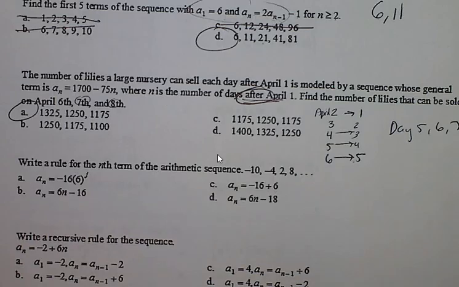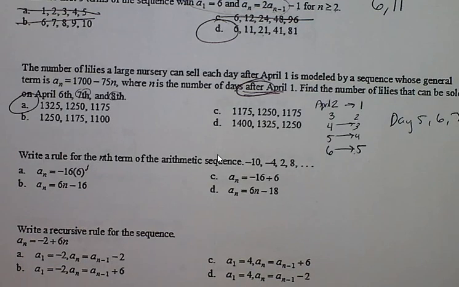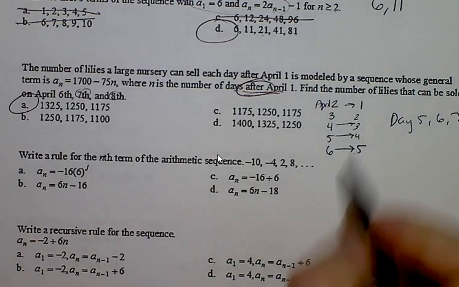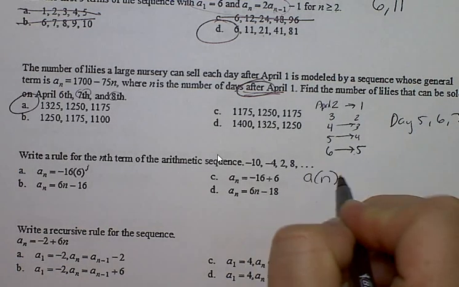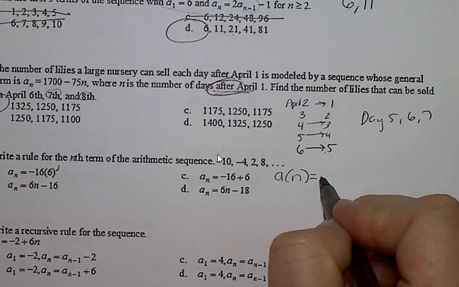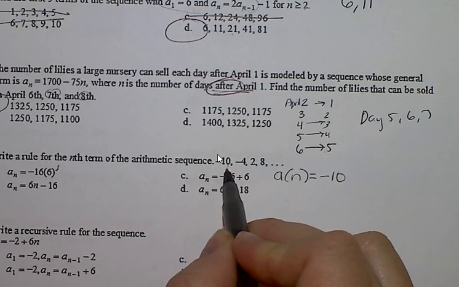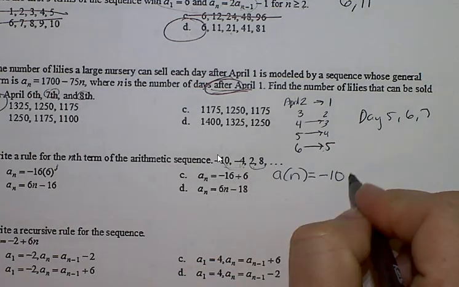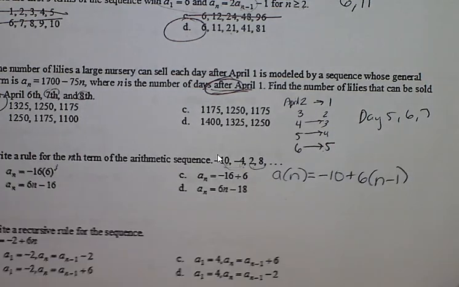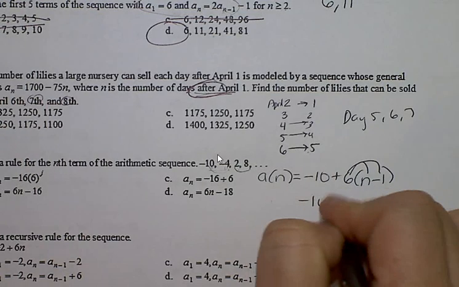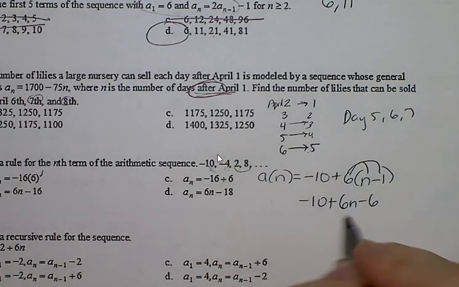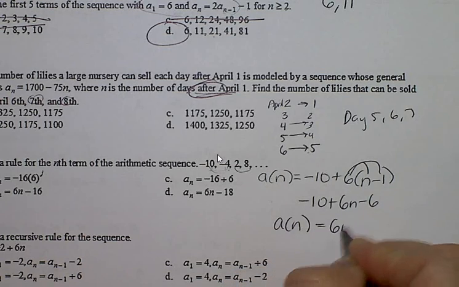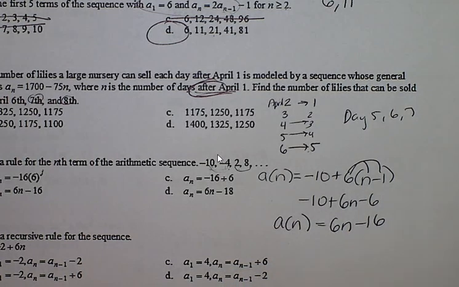Write a rule for the nth term of the arithmetic sequence. I'm going to go with the explicit. The first number in the sequence is -10. The difference, how am I going from -10 to -4? Well, I'm adding 6. And let's just make sure this is right. -4 to 2 is adding 6 and adding 6 again. The difference is 6 times the quantity n minus 1. Distribute the 6. Combine like terms. And when you have 6n minus 16, which is option B.